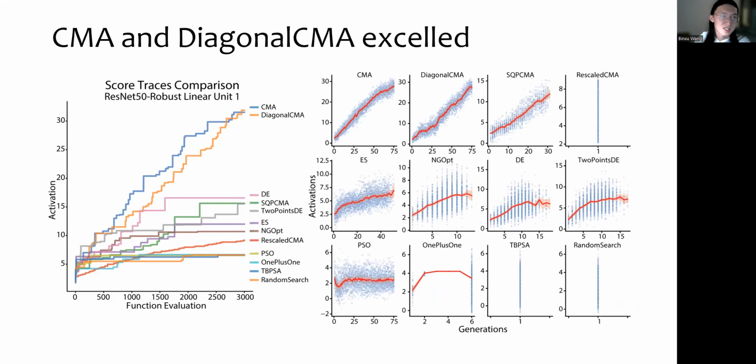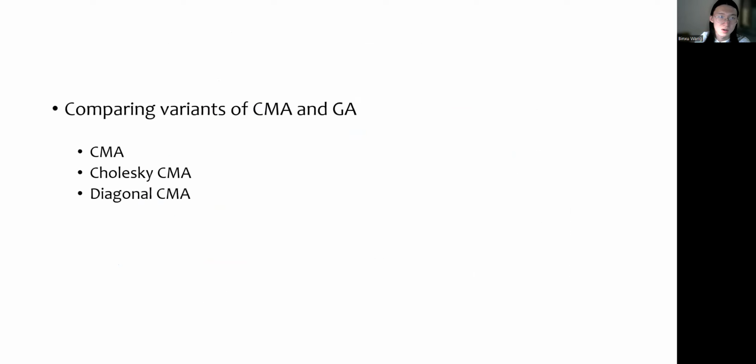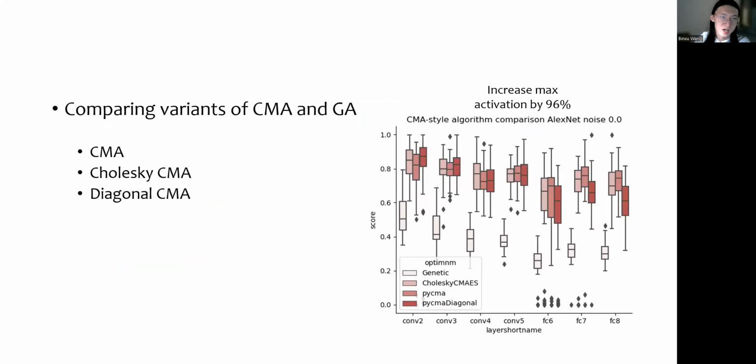We find that CMA and diagonal CMA excelled in this competition. They have reached really high activations compared to all the other candidates. And this inspires us to see if other variants of CMA-ES algorithms could also work well. We choose the Cholesky CMA-ES and compare that to CMA and diagonal CMA. And we also compare them to our previous baseline, genetic algorithms.